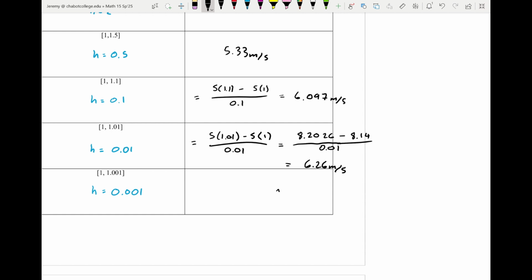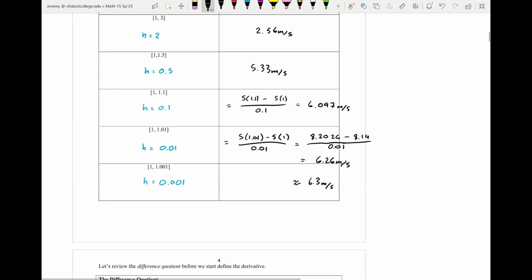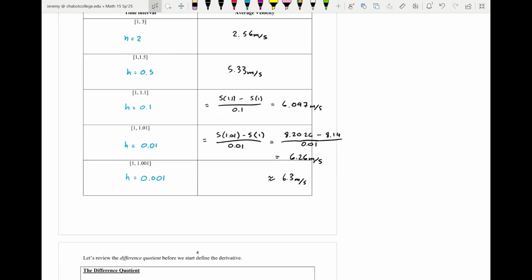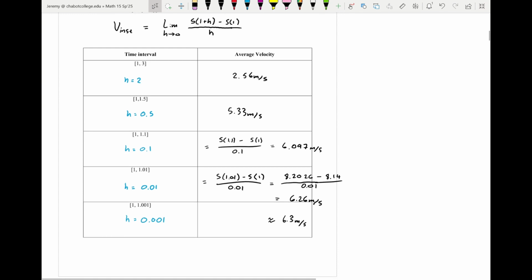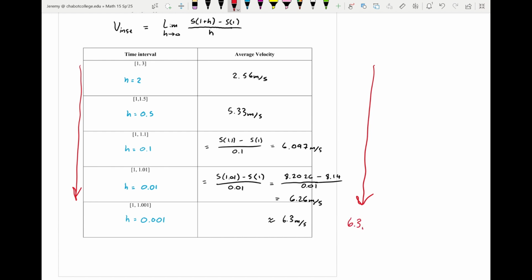And this last one, I did all that same stuff, but with h equals 0.001. And I got approximately 6.3 meters per second. So what it looks like we're getting closer to, right? Remember we would do this exercise in chapter 2 where, as we plug in values that are closer and closer to t equals 1, it looks like the output values, or the average velocity functions, are approaching, we could just say, 6.3 meters per second.